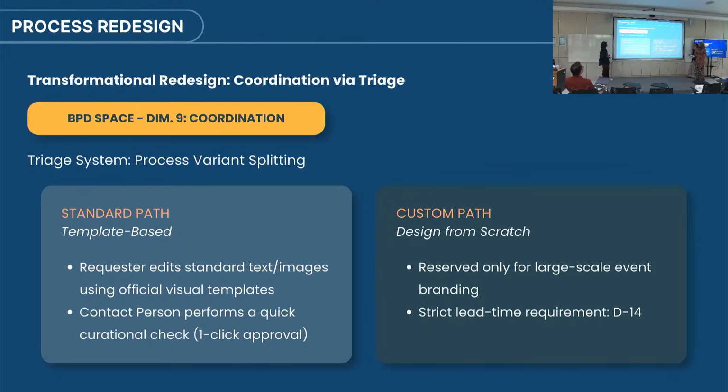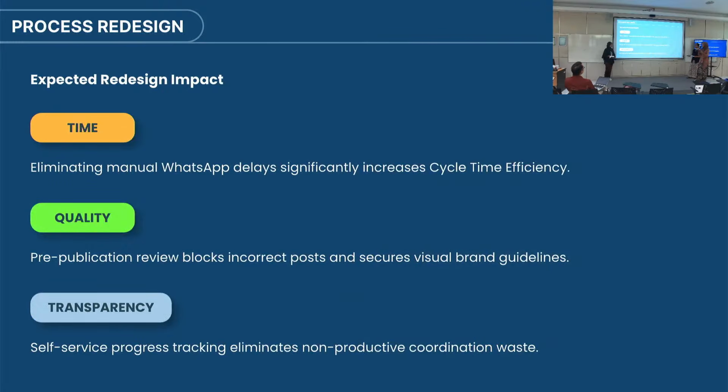To resolve the contact person bottlenecks without hiring new staff, we empowered designers with a pull system from a shared database and reduced manual contacts by giving requesters a view-only Figma link right at the start. For our transformational redesign, we utilized dimension 9 of the business process design space, coordination.